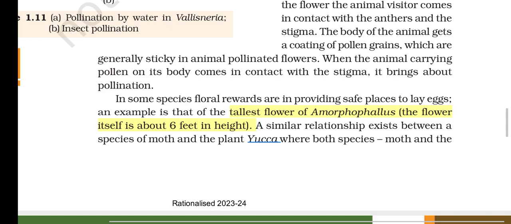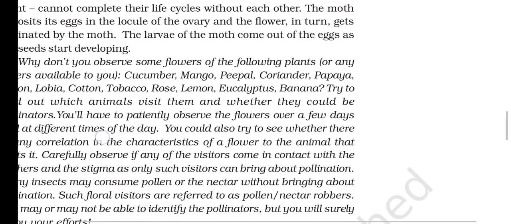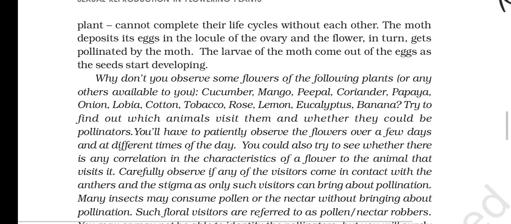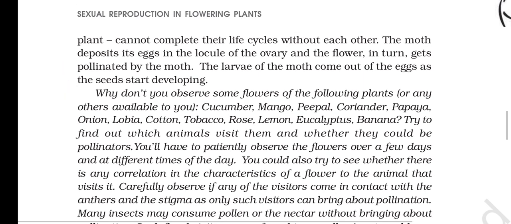A similar relationship exists between a species of moth and the plant yucca, where both the species, moth and the plant, cannot complete their life cycles without each other. The moth deposits its eggs in the locule of the ovary, and the flower in turn gets pollinated by the moth. The larvae of the moth come out of the eggs as the seeds start developing.